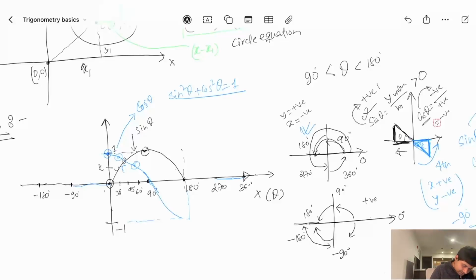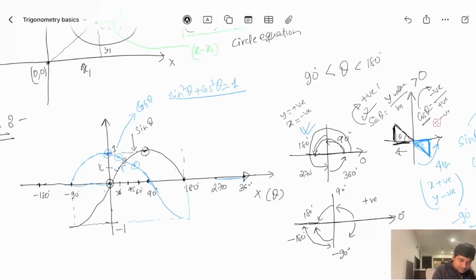So now for sine, let me jump back to black in color. Sine goes to -1 at -90, and what is the cos value between -90 to 0? Cos is still positive, right? So cos is still going to be positive.